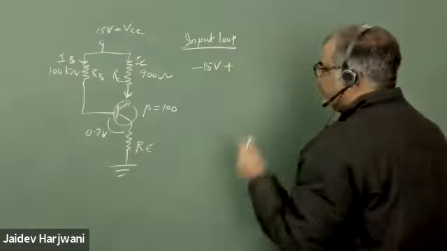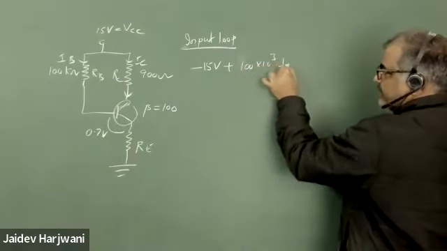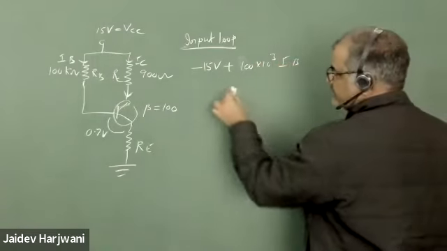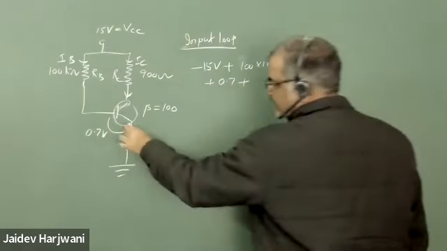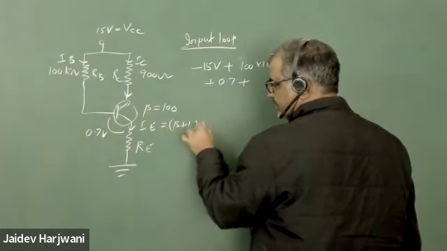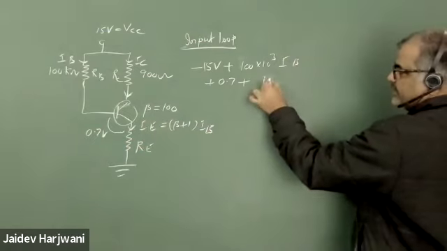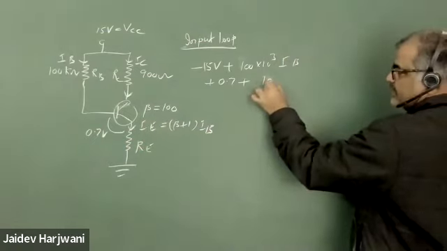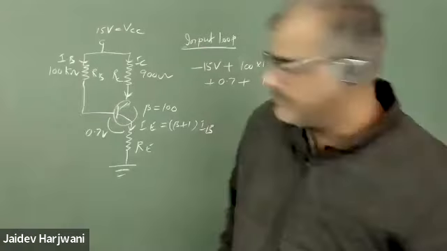So minus 15 volt, plus 100 kilo ohm into IB, plus 0.7 volt. Okay, plus here the current IE is flowing. That is your (beta plus 1) IB. So I can write here (beta plus 1) IB. Beta is 100. RE value is 100 ohm.